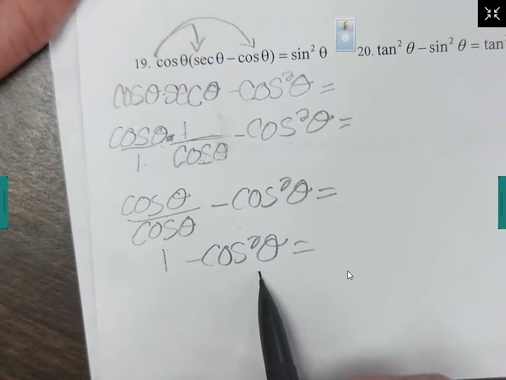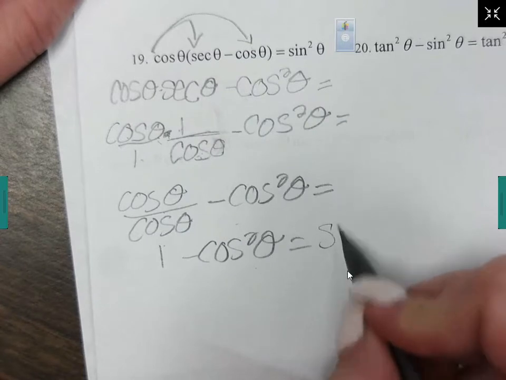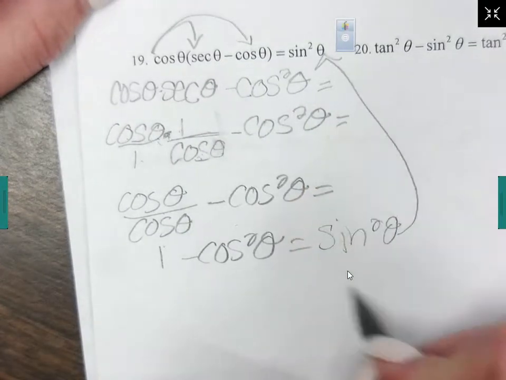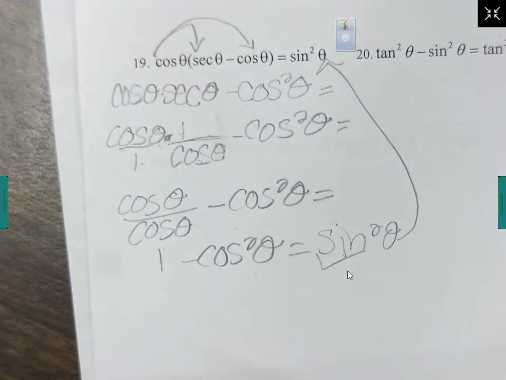Sine squared. And guess what we wanted it to be equal to? Sine squared of theta. So we have verified this identity.